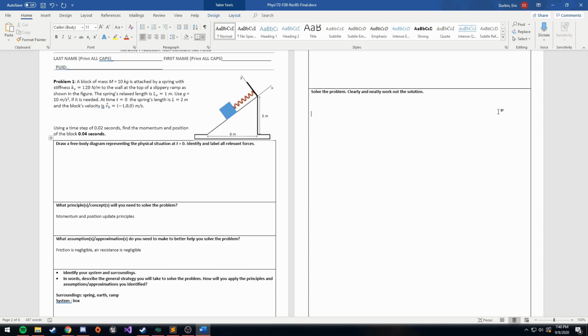Wait, hold on. If we're looking for it in the x direction, why is it not 36.87? Isn't that adjacent?